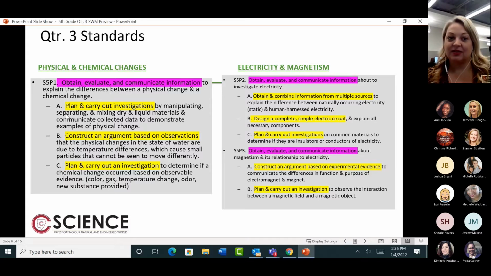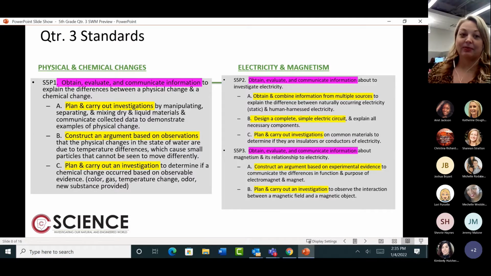3 ways. We are going to plan and carry out investigations. So that means students are going to actually have to do science with their hands. You might have to demonstrate an investigation for them, or maybe do a demonstration in front of them, but then we actually need to put the learning back in their hands. And they're going to manipulate, separate, and mix dry and liquid materials and communicate collected data to demonstrate examples of only physical change. All right.